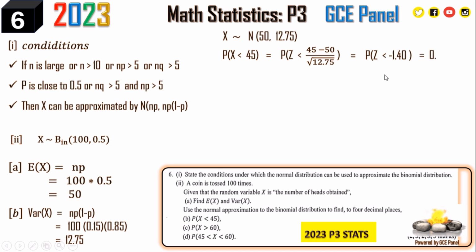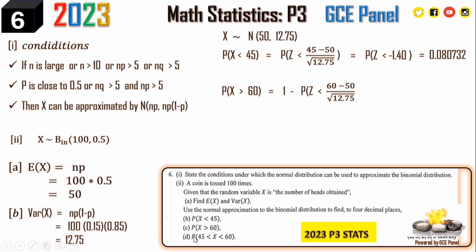And from your statistics tables, the probability will be 0.080732. But they want us to give this answer to 4 decimal places, so we are going to end at 0.0807. That step, we have not done it here. I wanted us to take note of that.